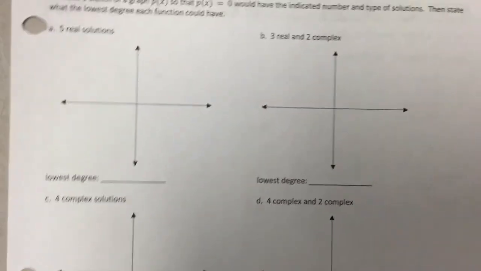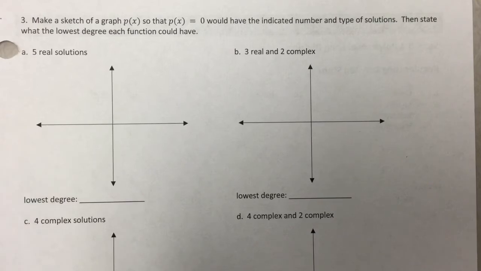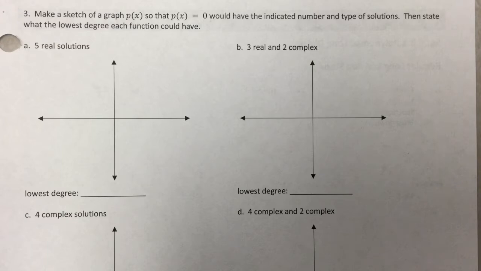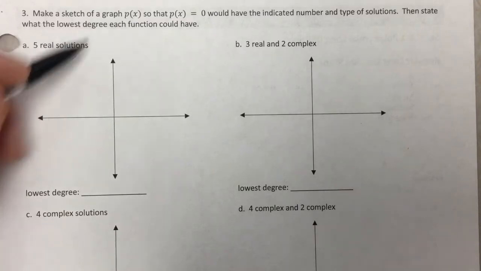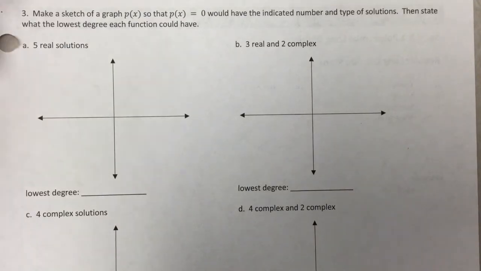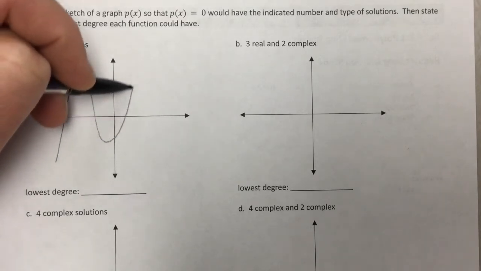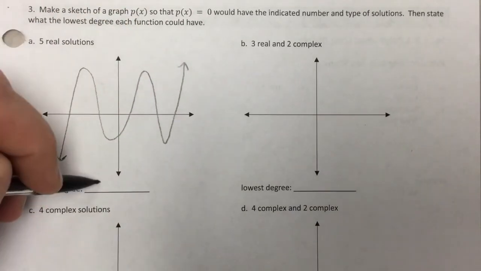All right, and the last page then, it says make a sketch of g of x. Make a sketch of a graph p of x so that p of x equals 0 would have the indicated number and type of solutions. Then state what the lowest degree each function could have. So if we have 5 real solutions here, we have to make sure we're crossing 5 times, or we could have it balanced at all as well. But I'm going to have it cross. So 1, 2, 3, 4, 5. And that means our lowest degree would also be 5.